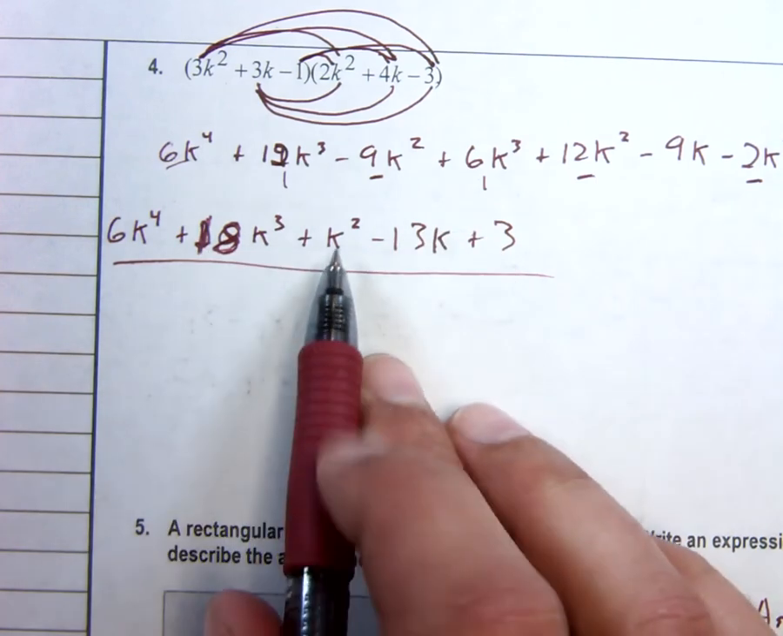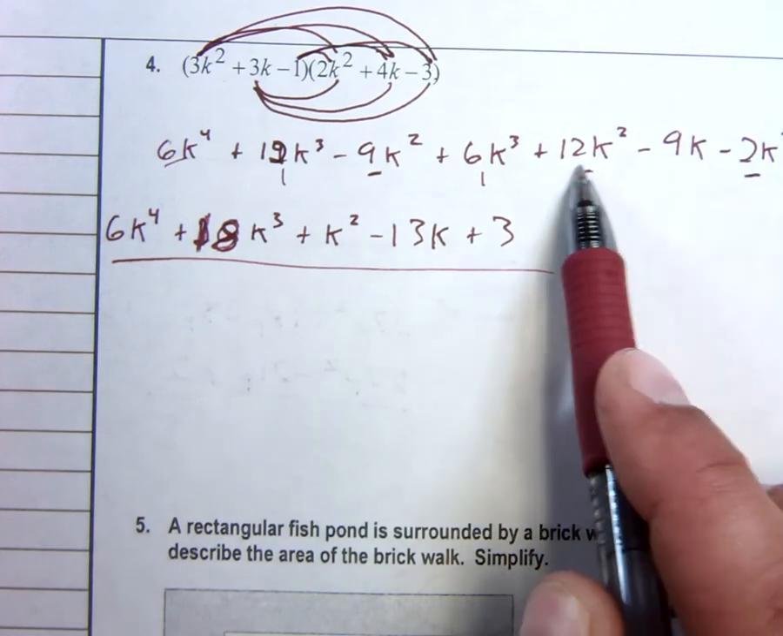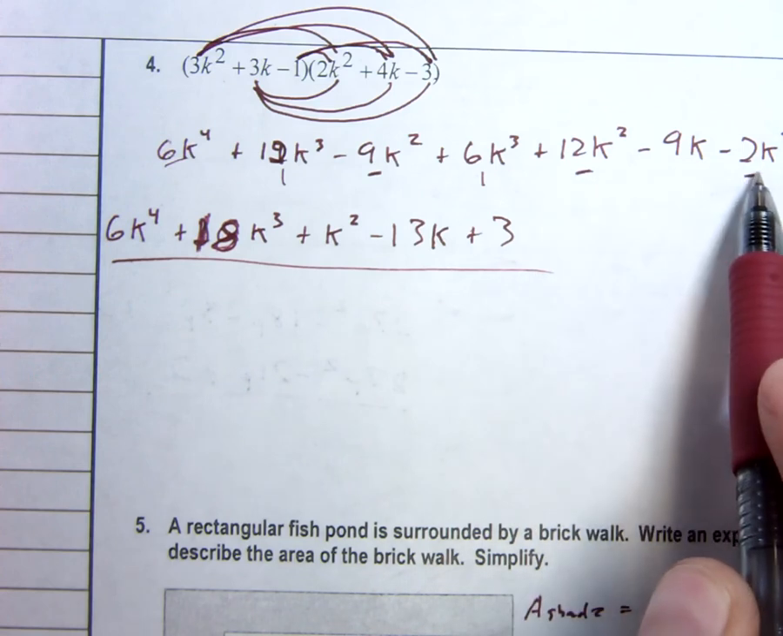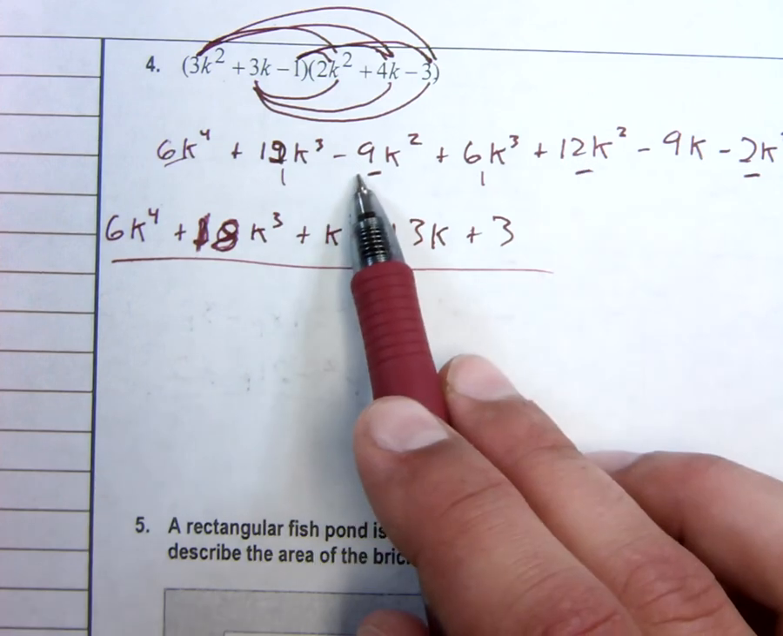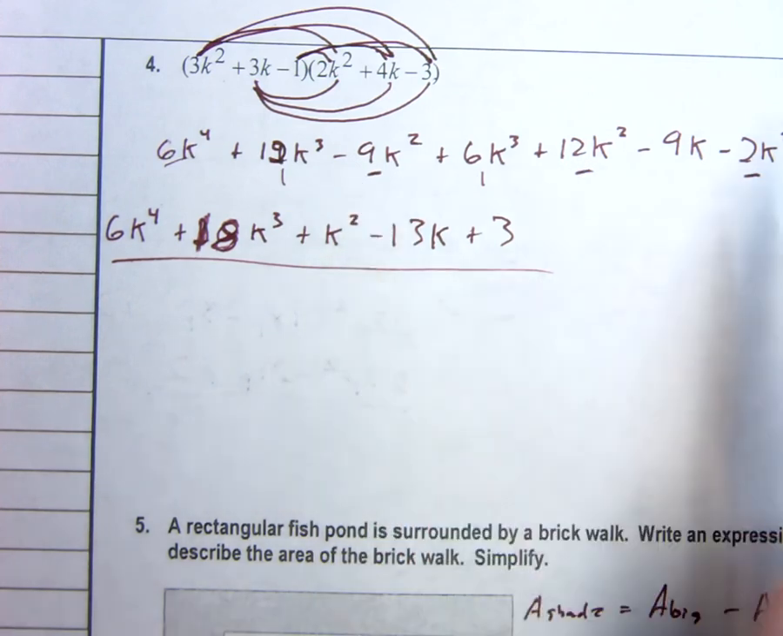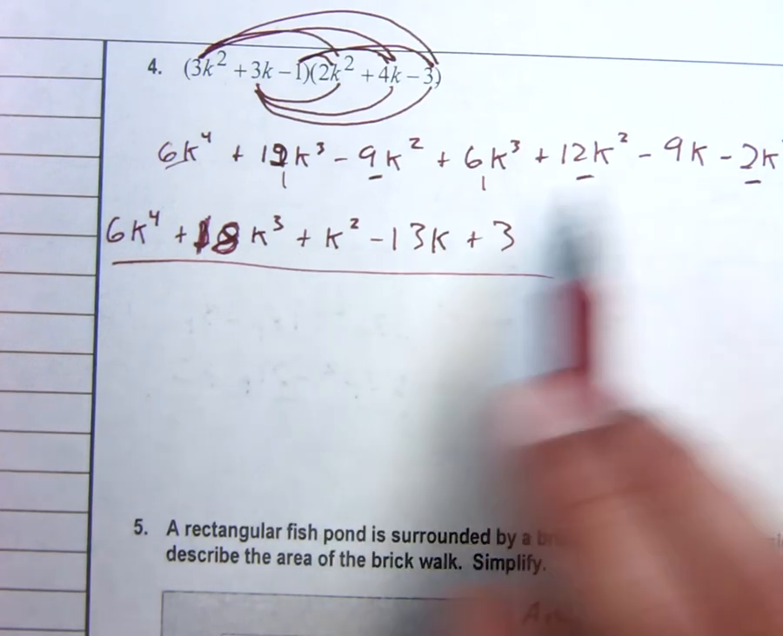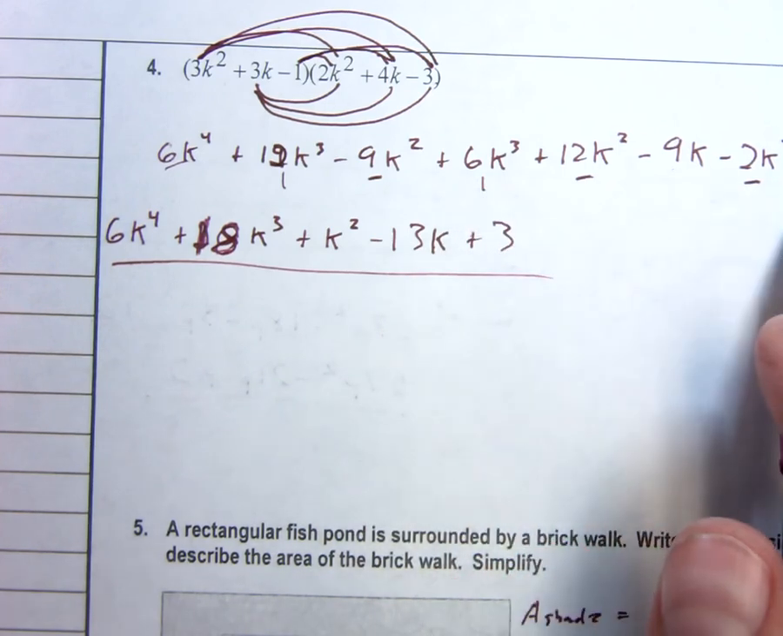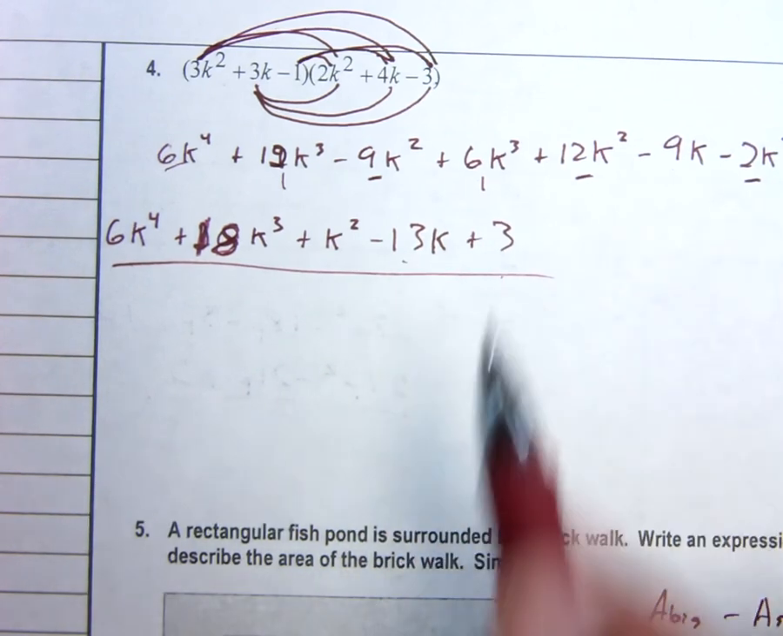All right, and then k squareds. Okay, you have negative 9 here. You have 12 here, and you have negative 2 here. So that's 12 minus 9, which is 3, minus 2, which is 1. So I just put plus k squared. Now k's. Okay, here we go. Negative 9 here, negative 4 here. That should be negative 13, negative 13k, and then our plus 3 just stayed plus 3. Step-by-step process.